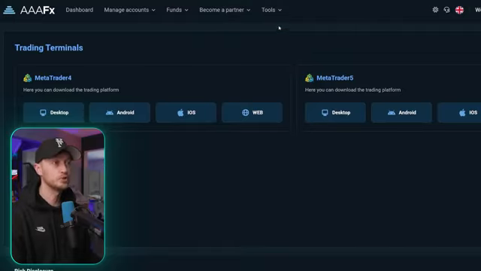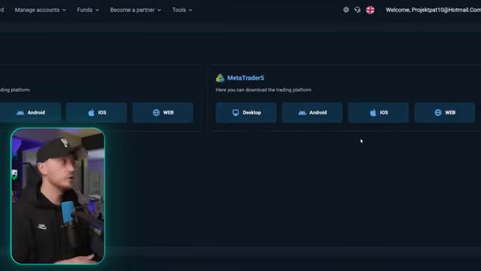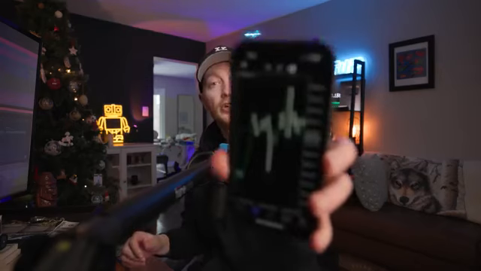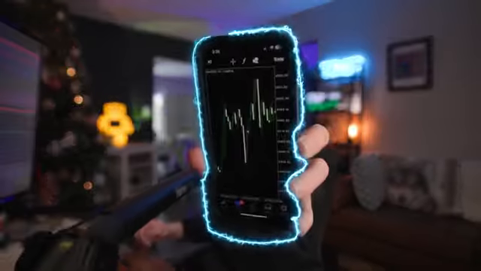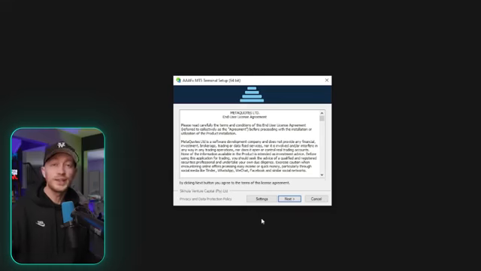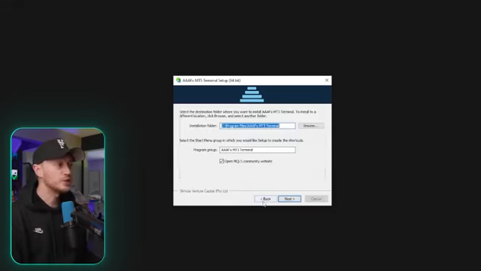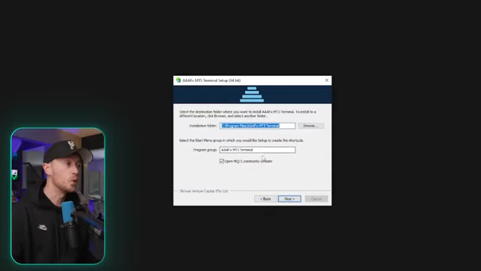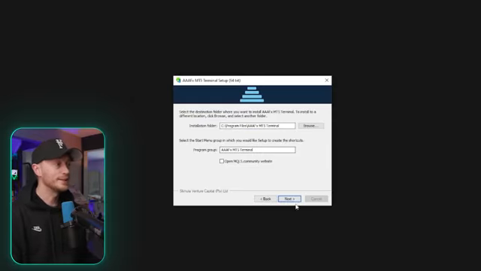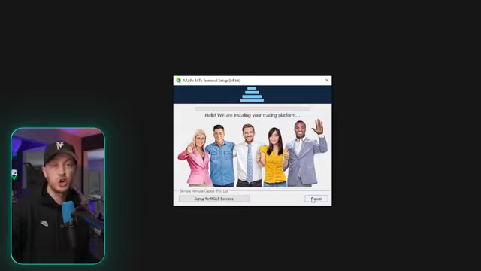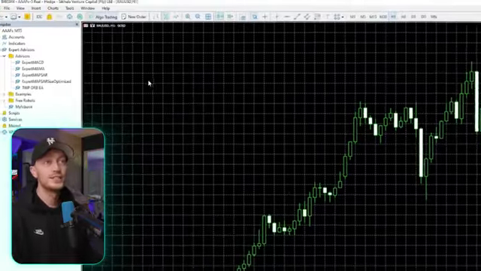Click on Trading Terminals, and you can download MetaTrader 5 to your desktop or your PC, your Android, your iOS, and you can also put it on your phone so you can trade while you're on the go. I do that all the time. Once you get that downloaded, you could install it. If you click on Settings here, it'll show you exactly where that folder is going to go. Click Next, and then it's going to install the platform. Once you've got it installed, this is what it looks like.